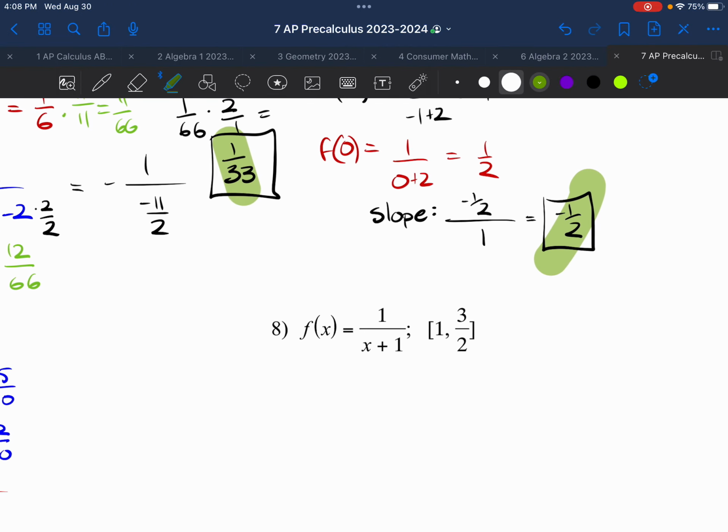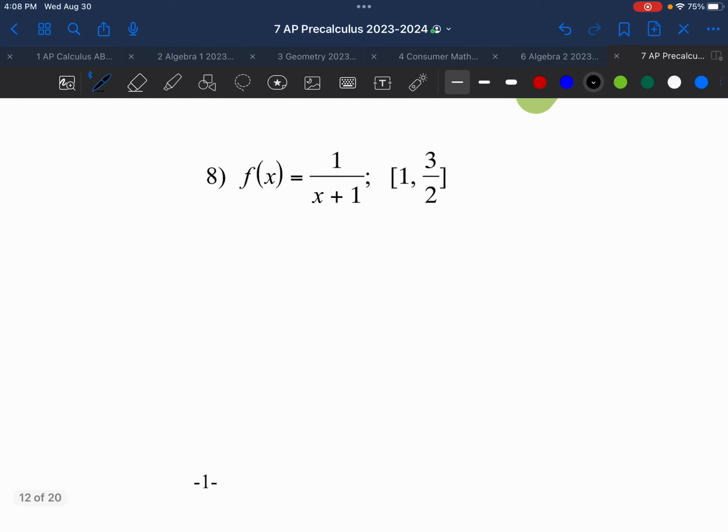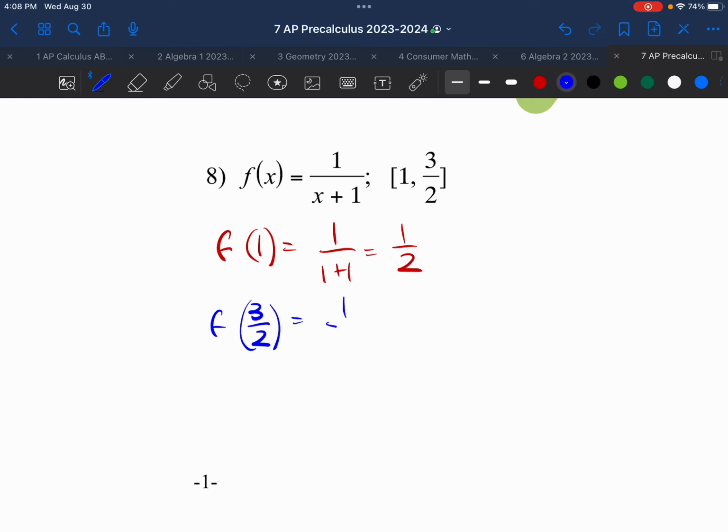And then I do number 8. And this one does not look fun. It's fractions within fractions, so that usually means we're in for a bad time. Let's go. All right. I have f of 1, which is an easy problem. It's 1 over 1 plus 1, which is 1 over 2, or 1/2. F of 3/2, different color. F of 3/2 is a little bit more tricky. It's going to be 1 over 3/2 plus 1.